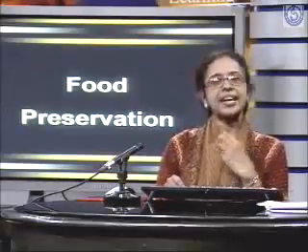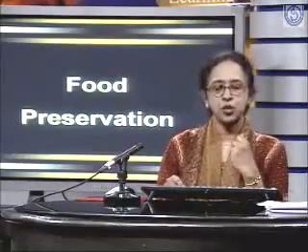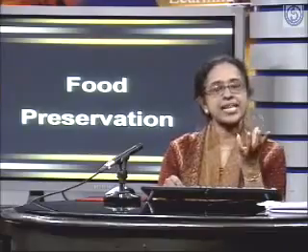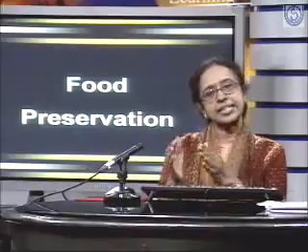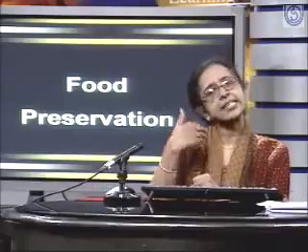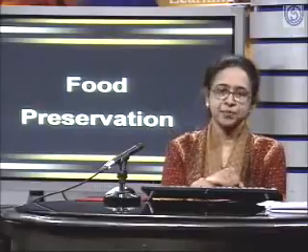Now if we have the next slide, let us talk a little bit more about the use of acids. Here we are talking about acids being added to beverages like carbonated drinks, or they may be produced in foods such as curd. So what does this mean actually? We are either adding acids to the food from the outside, or we are producing them in foods. We talked about both these aspects: in the case of curd, we are producing acid by a certain process. In certain other foods, we are actually adding acid.